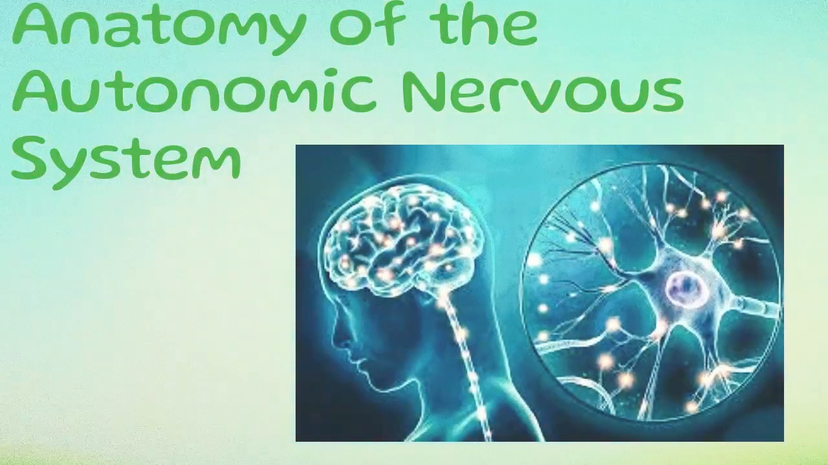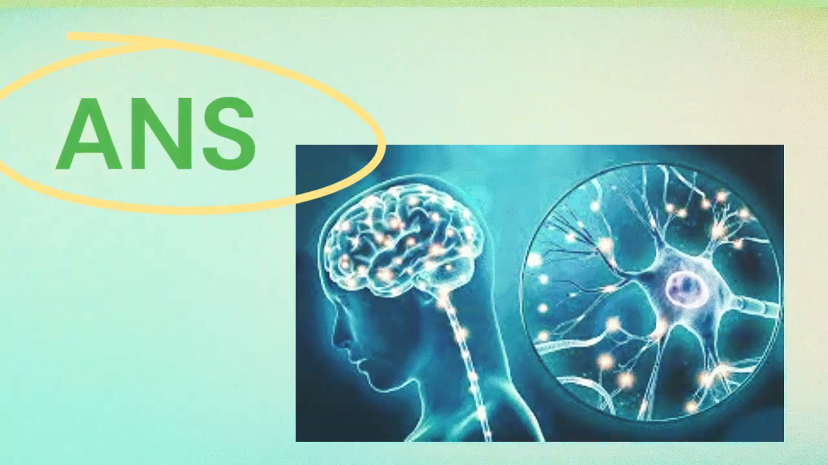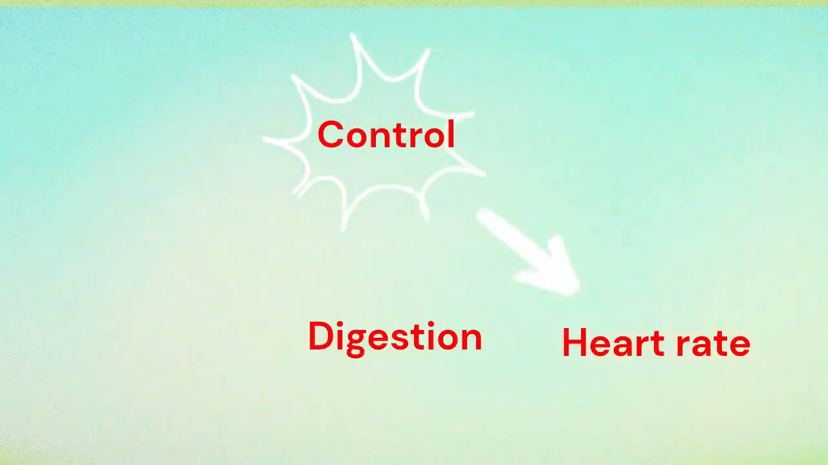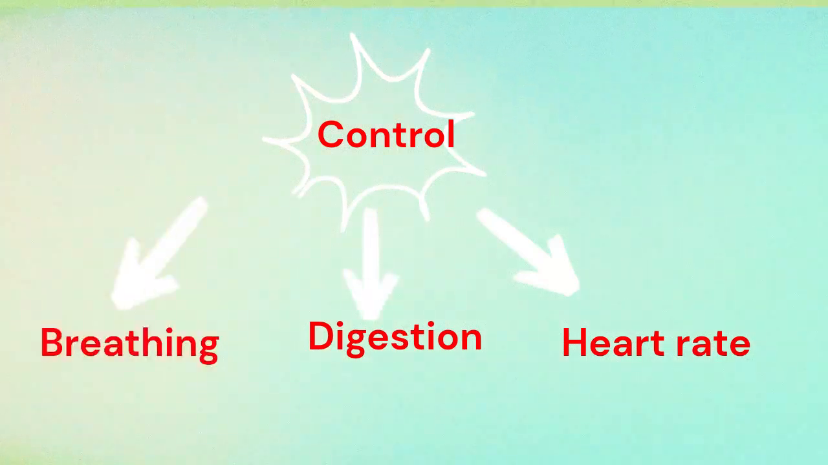I'm Alex Parker, and today we're diving into the anatomy of the autonomic nervous system, or ANS. This system is essential for controlling our body's involuntary functions like heart rate, digestion, and breathing. Let's take a closer look at how it all works.